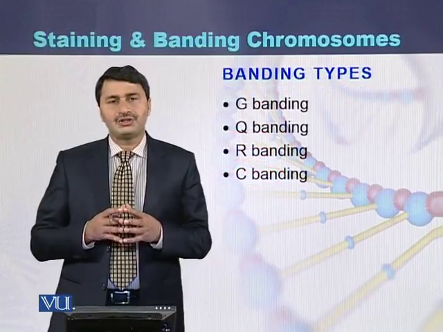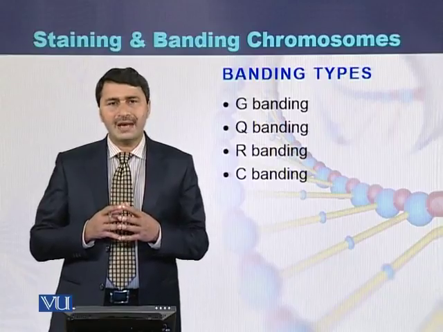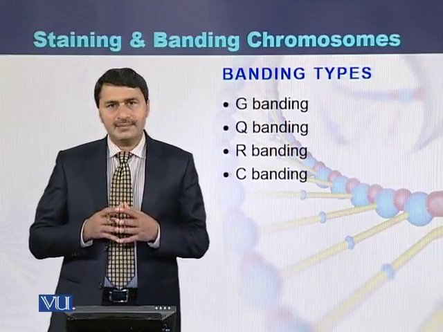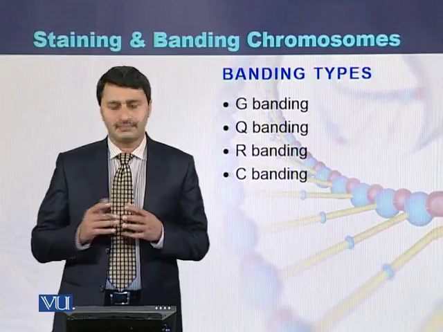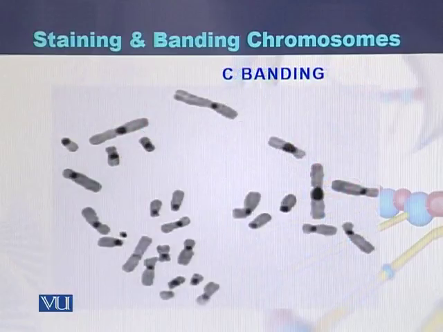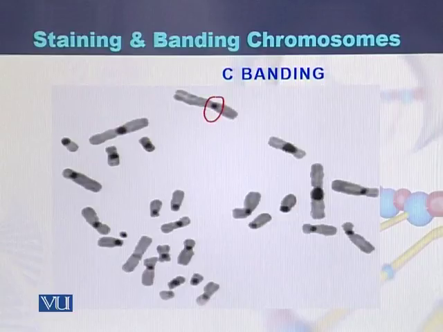Banding types. There are 4 most common banding types: G banding type, C banding type, R banding type, and Q banding type. Here is the example of C banding type. C banding type is for banding the centromere. We can see in the diagrams that the centromere has been stained and it appears in the form of a dark band.